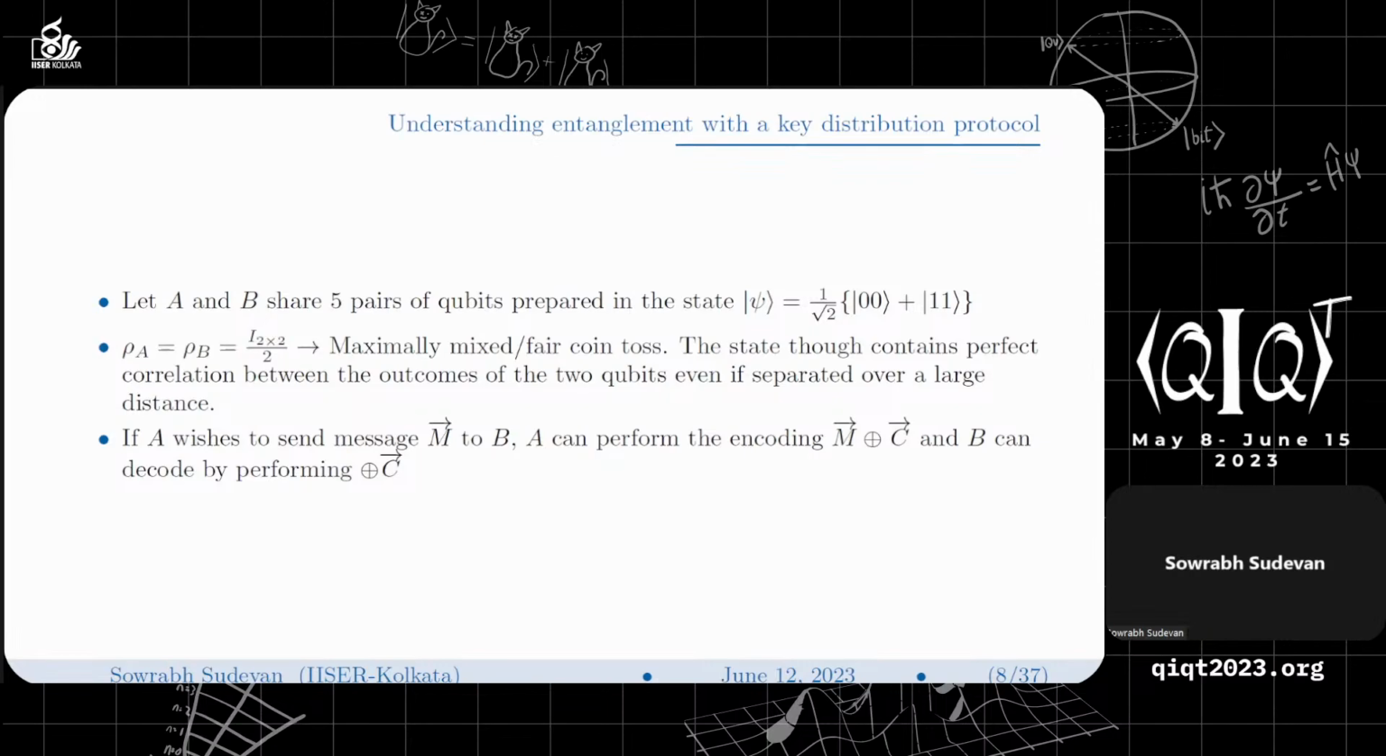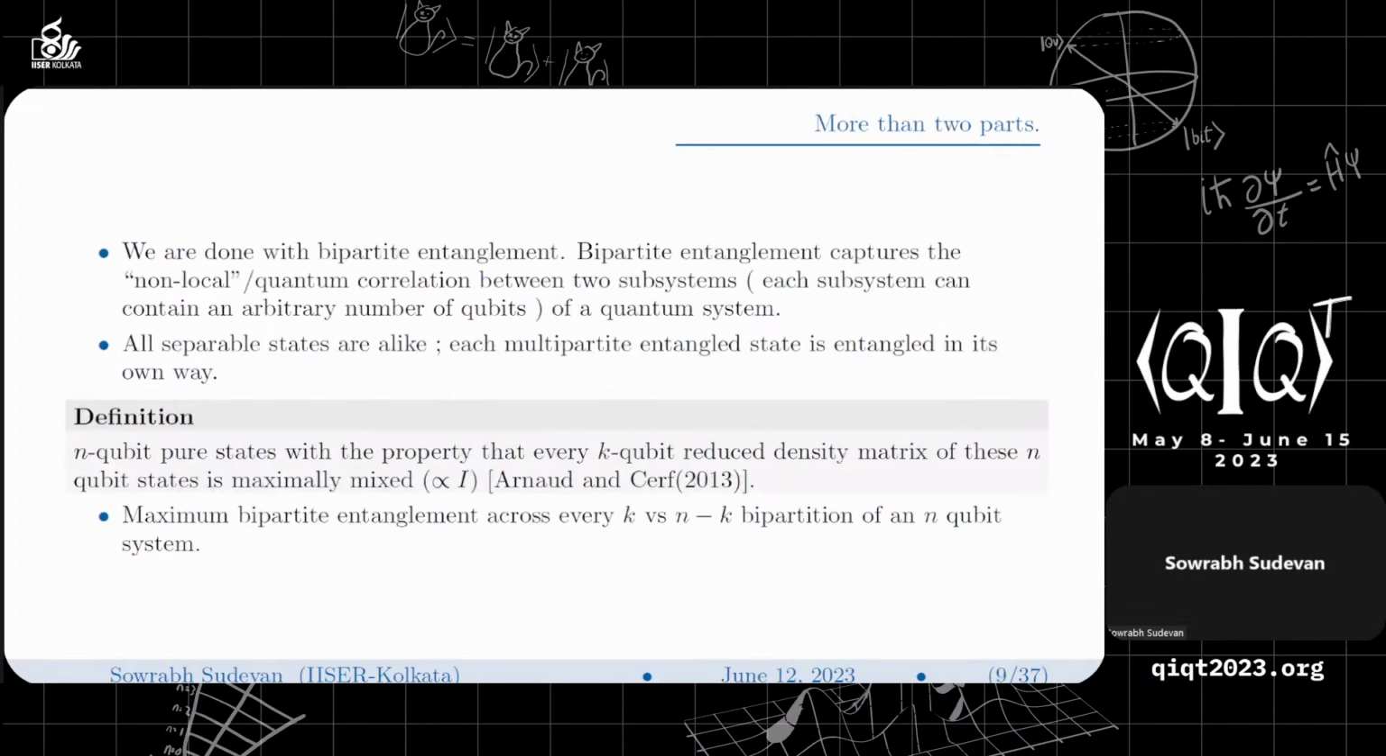I'll skip this part. So I just quickly revised what is bipartite entanglement. Now the thing is, I like this quote that I saw in a PhD thesis, that all separable states are alike and each multipartite entangled state is entangled in its own unique way, let's say.